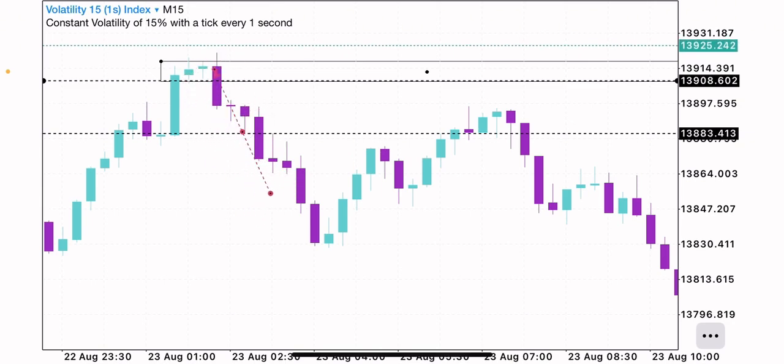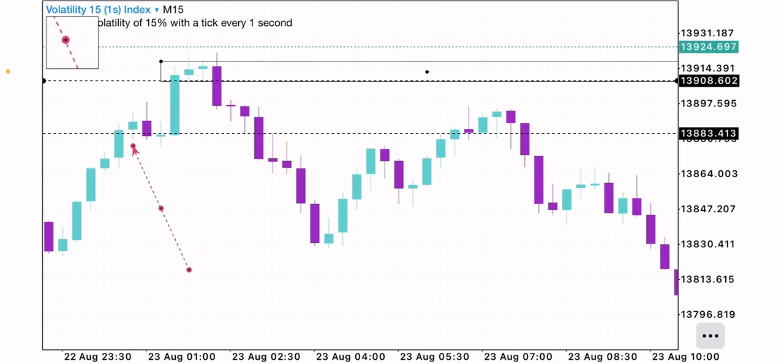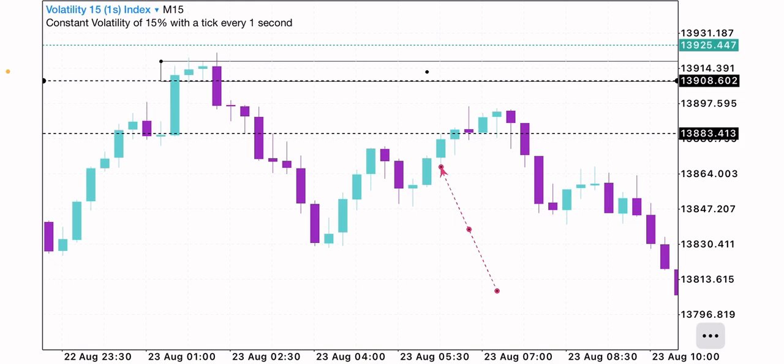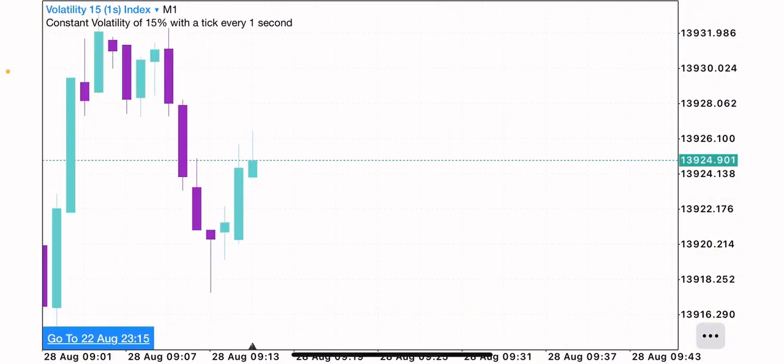Okay, so I saw this other block right here, and if you remember, I always tell y'all what makes a valid other block is it has to break structure. So as you can see, it broke this structure right here. So as usual, I always tell y'all, I always take my entry from the 1 minute time frame. The 1 minute time frame is undefeated.